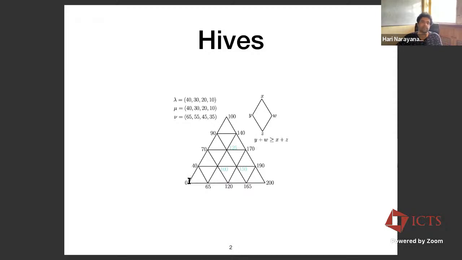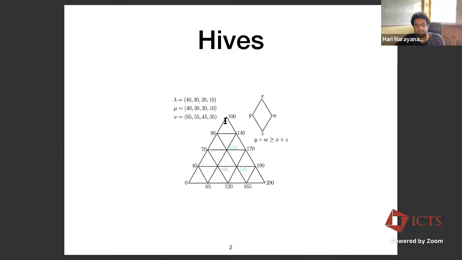And in fact, this is equivalent to saying that the successive differences form a monotonically decreasing sequence. So the successive differences on this line, 40, 70, 90, 100, are actually 40, 30, 20, and 10. And this, of course, is a monotonically decreasing sequence.